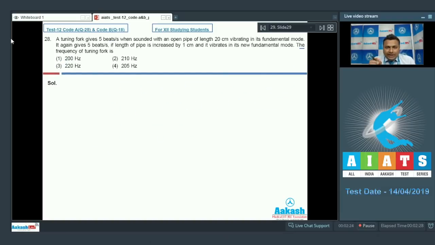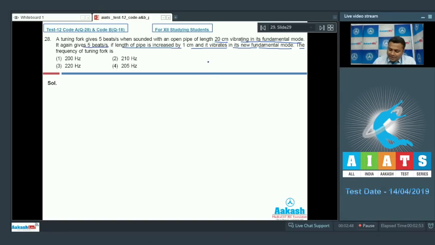So here is question number 28, everyone. A tuning fork gives 5 beats per second when sounded with an open pipe of length 20 cm vibrating in its fundamental mode. It again gives 5 beats per second if length of pipe is increased by 1 cm and it vibrates in its new fundamental mode. The frequency of tuning fork will be what?